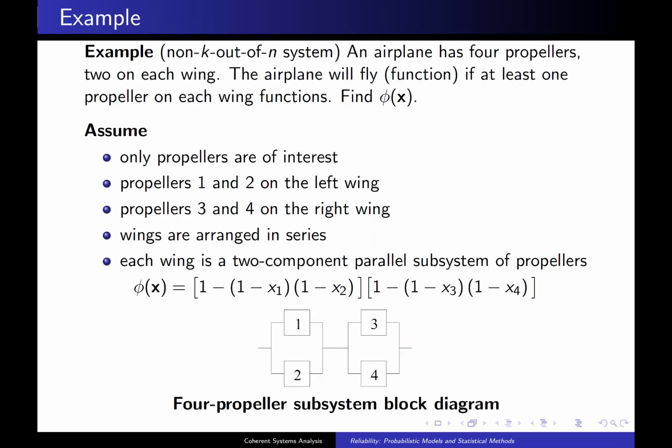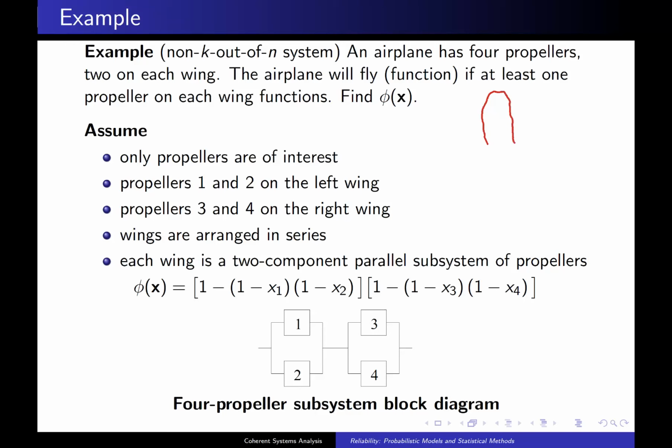Here's an example of a non-K out of N system. An airplane has 4 propellers, 2 on each wing. The airplane will fly if at least one propeller on each wing functions. Find the structure function phi of x.